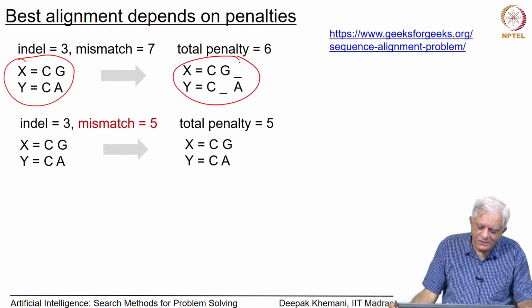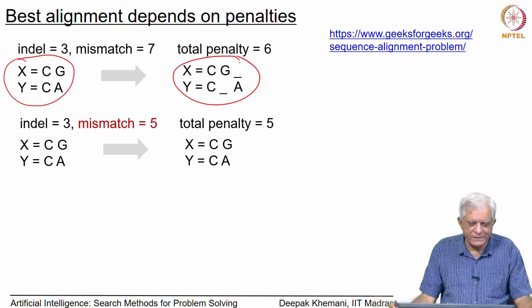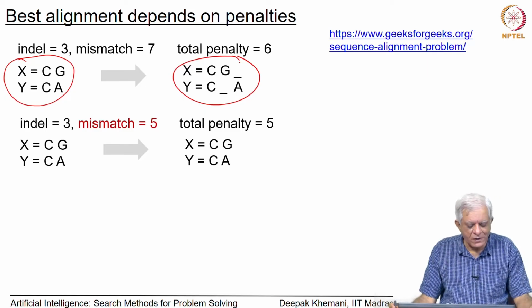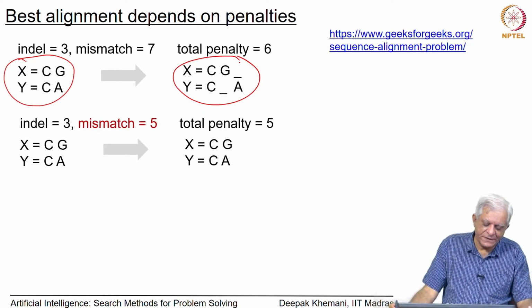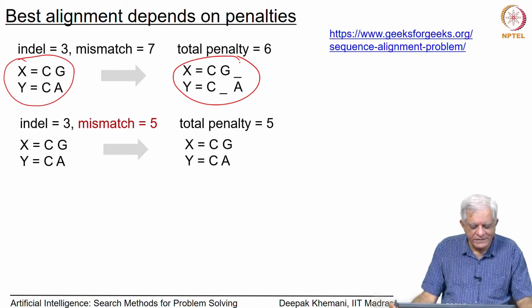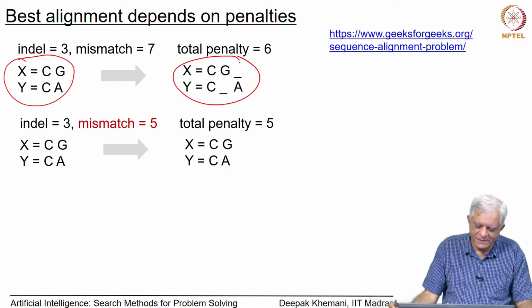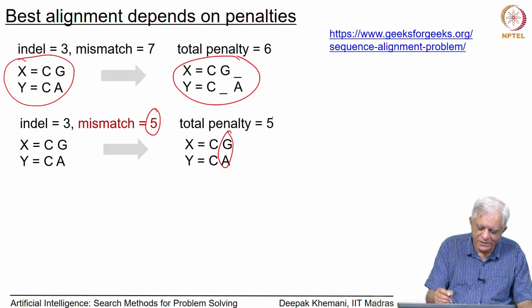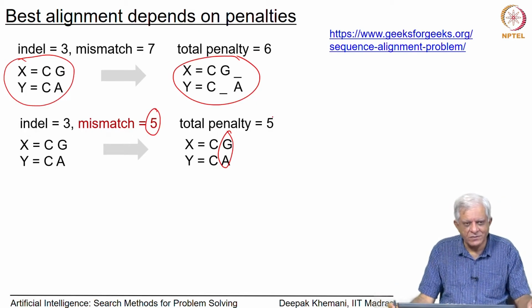But if the mismatch costs were to be different, so for example, if the gap insertion cost, or insert delete cost as it is sometimes called, indel cost, is 3, but the mismatch cost is lower, then you can see that leaving the two strings as they are gives us a lesser penalty. If we had inserted the gaps as above, we would have got a cost of 6, but without inserting the gaps and simply saying that we will let this G align with A, and because the mismatch cost is 5, the total cost of the solution turns out to be 5.